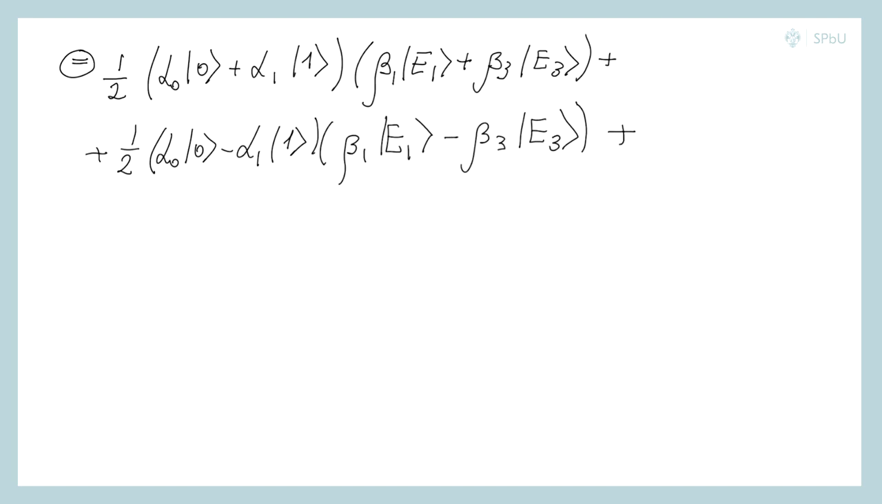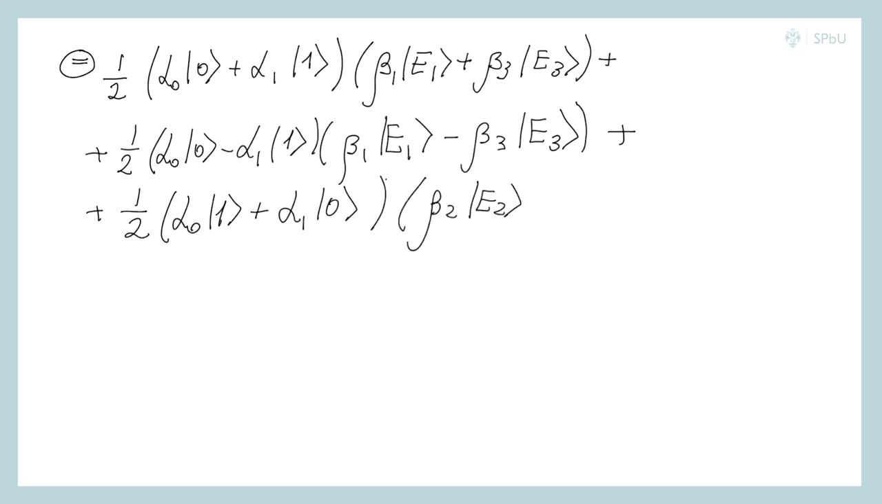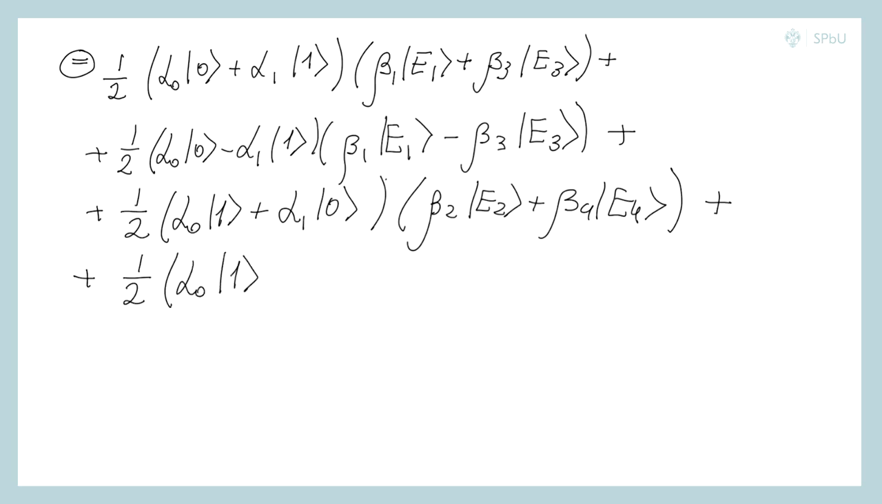This is not the end. Plus 1/2 alpha 0, 1 plus alpha 1, 0 multiplied by beta 2, E2 plus beta 4, E4. And it is still not the end. Plus 1/2 alpha 0, 1 minus alpha 1, 0 multiplied by beta 2, E2 minus beta 4, E4.